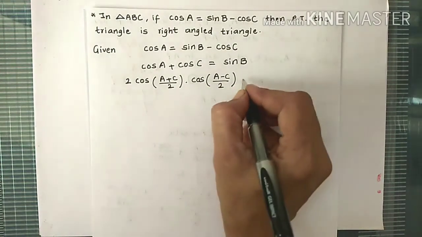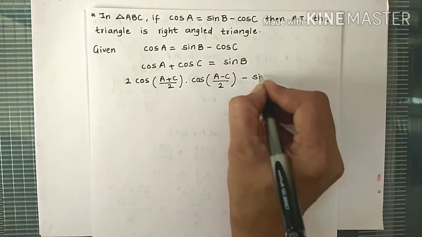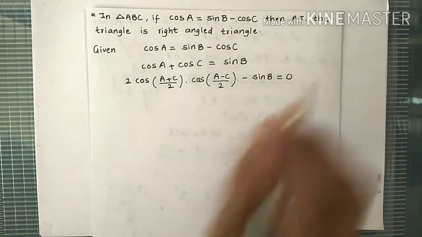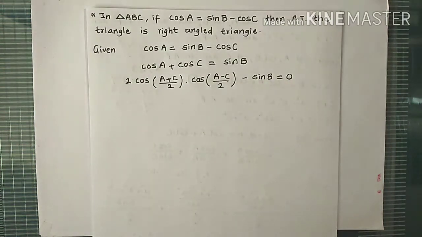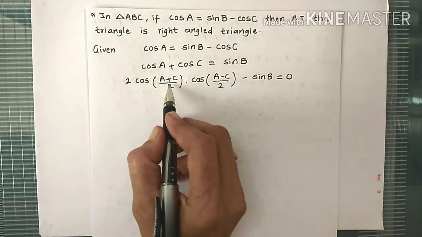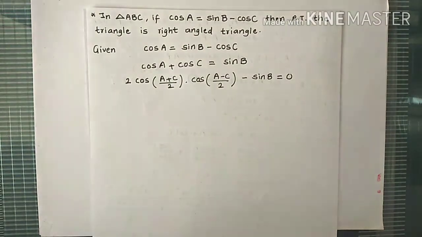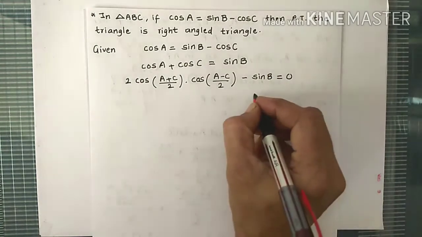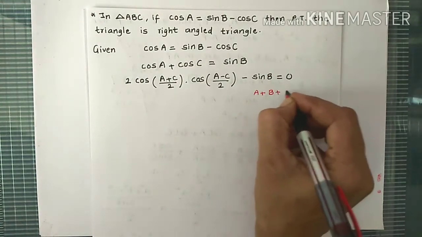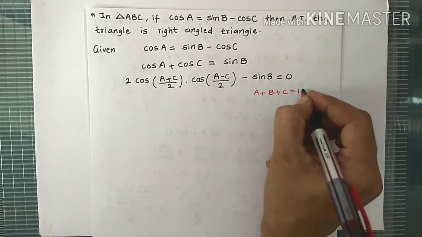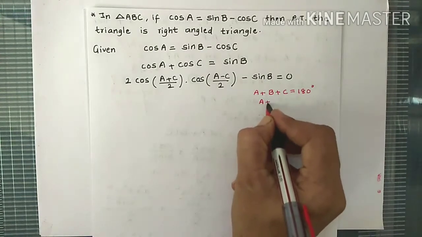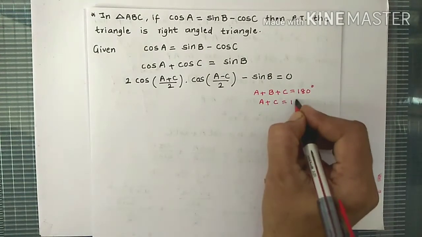And let's write this as minus sin B equal to 0. So basically we are writing all the terms on one side only, and the right hand side as 0. So here in the first one we have (A plus C) upon 2. Now since we have triangle ABC, A plus B plus C equal to 180 degrees. Now in the first bracket we have (A plus C) by 2. So we can write A plus C as 180 minus B.